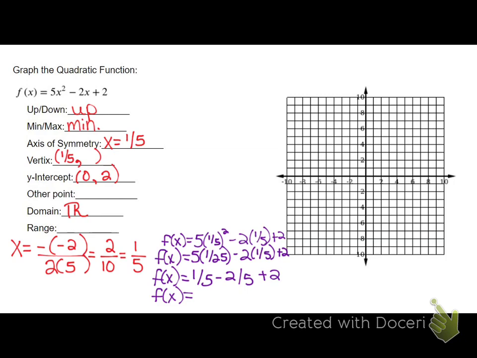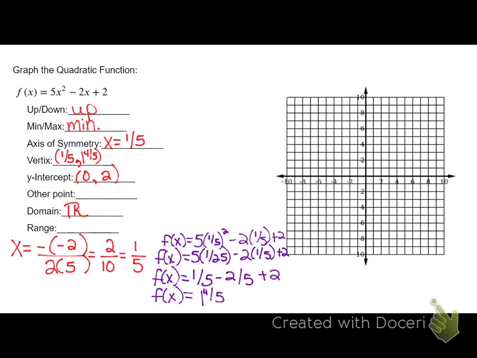1 4/5. You guys agree? Yeah. So my y value is 1 4/5. Where would you graph that? Between what two numbers would that be? 1 and 2. Yeah, it'll be between 1 and 2.